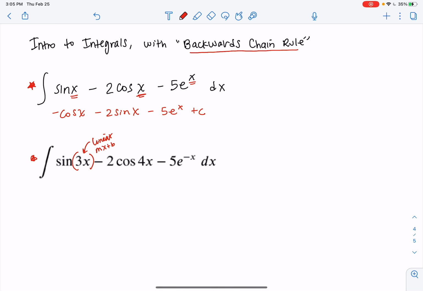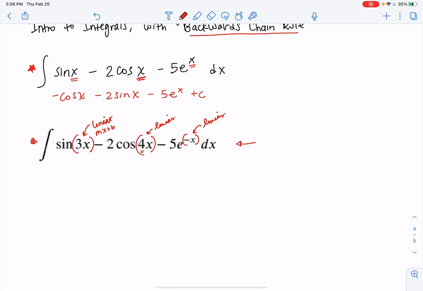Also, instead of just cosine of x, now I have cosine of 4x, another line with a slope of 4. And even in this e example, it's not e to the regular x anymore. It's more complex. It's got its own line with a slope of negative 1. So these are all linear expressions. So it's important to be able to identify the slope. And this backwards chain rule that I'm about to teach you, which is actually a shortcut, only works if the expression that is inside those parentheses is linear. So write down: only works for linear expressions.